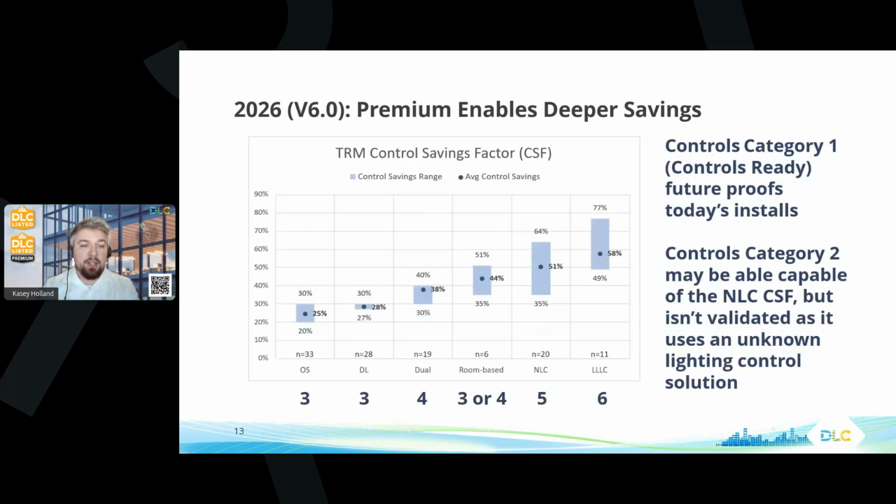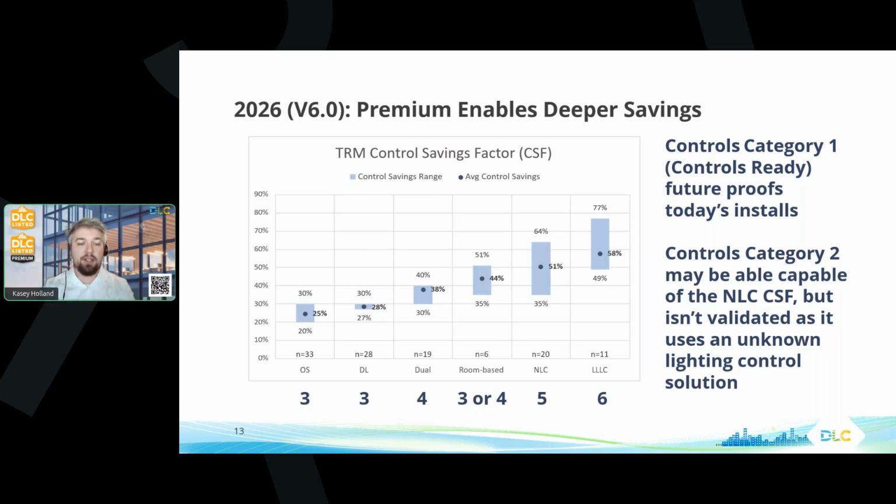And that's where Jason and others here at the DLC worked really hard to dig into technical resource manuals, understand those control-specific savings factors, whether they come from something like occupancy sensing or all the way up to that luminaire level lighting controls, where it's much more sophisticated. And you can see in this chart here how these control savings factors in the vertical bars associate with increased energy savings somewhere between 20 and 77% as you work your way from left to right on the graph. And you'll see that each of these different control savings factors maps back very well to a controls category.